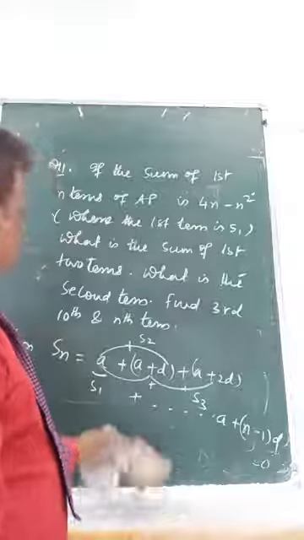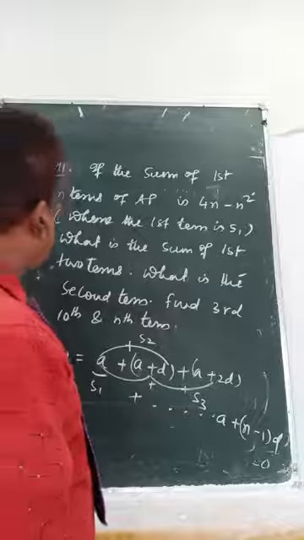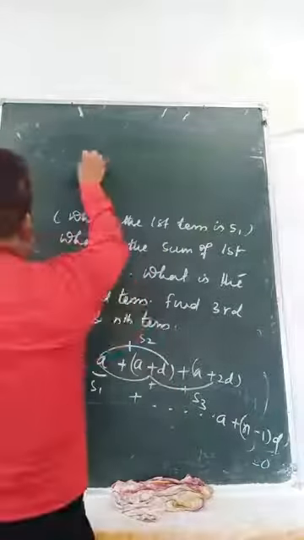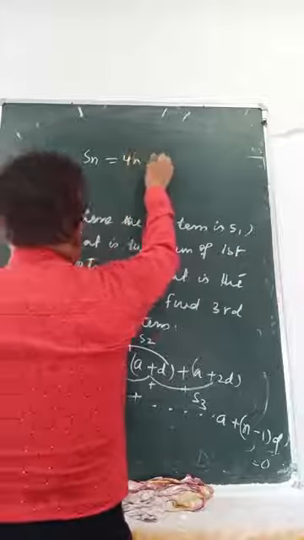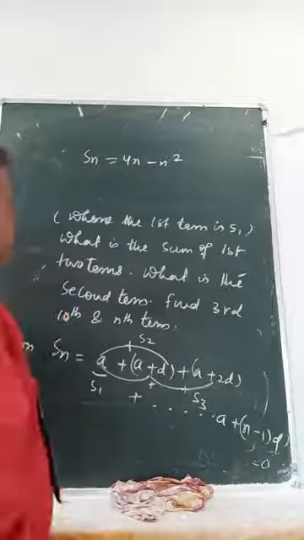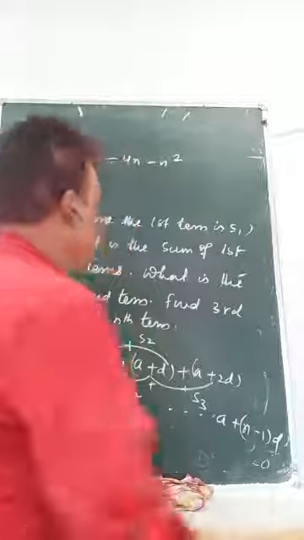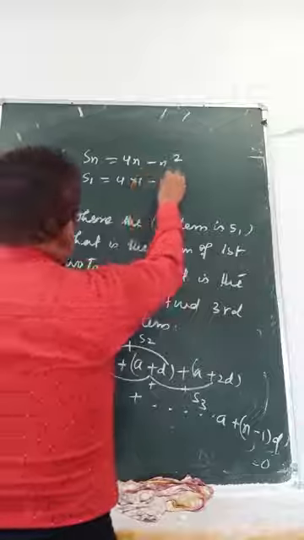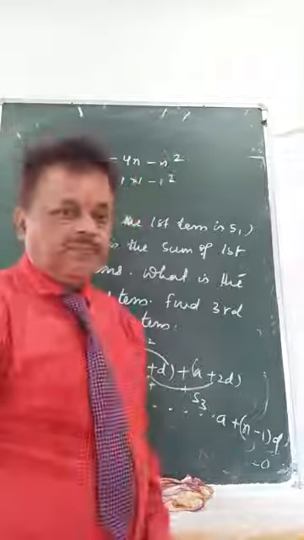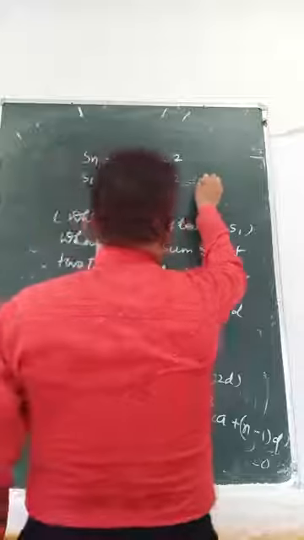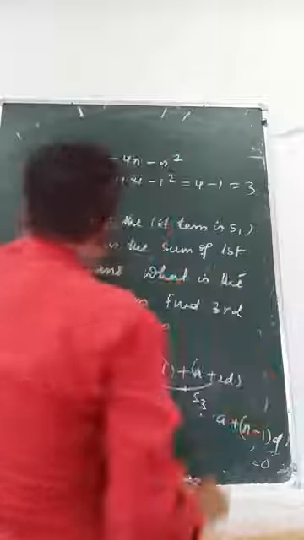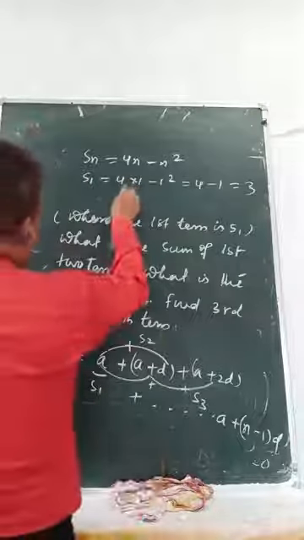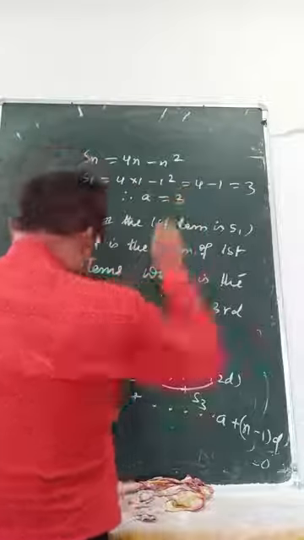So what is Sn given to us? Sn is 4n minus n square. Then what is S1? 4 into 1 minus 1 square, put n is equal to 1. That is 4 minus 1, that is 3. Look here, your a is S1. Therefore, a equals 3.